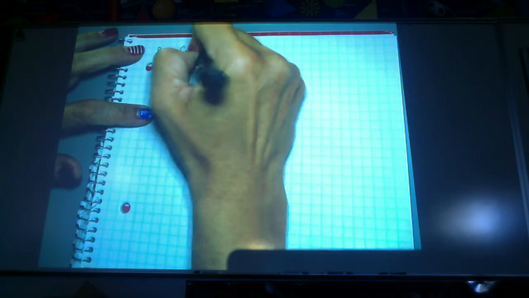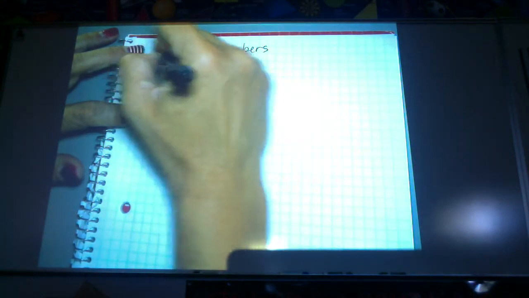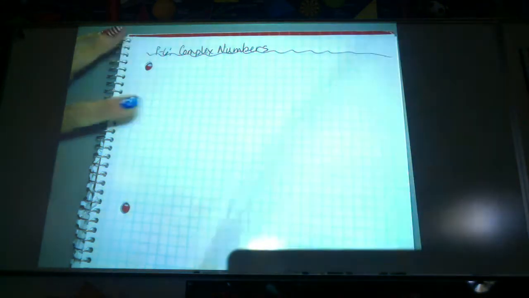P-6. Today we're going to look at complex numbers, and we have reviewed complex numbers, but there's some additional things that we need to talk about. So I'm going to do a brief review with some of it.